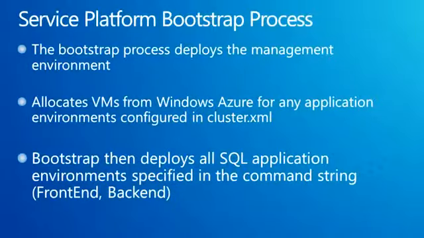An overview of the Service Platform Bootstrap process. The Bootstrap process first deploys the management environment. It does this by allocating VMs from Windows Azure for all application environments configured in the cluster.xml. Once the management environment is deployed, the Bootstrap process will then deploy all SQL application environments specified in the command string, such as the front-end and back-end environments.